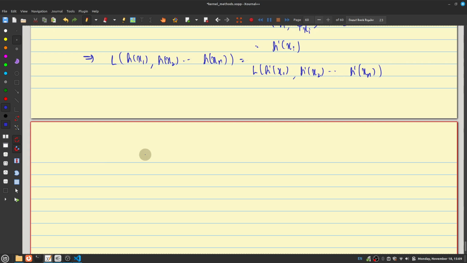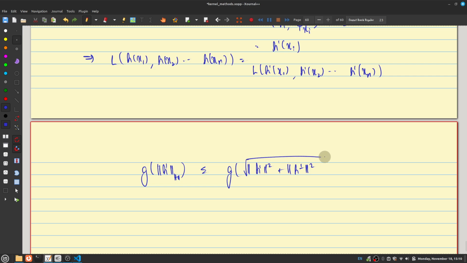Now let's look at the first term in the optimization problem. So I have whatever g of the norm of h. All right, let me first consider g of the norm of h prime. This is less than or equal to g of the square root of norm of h prime square plus norm of h perp square.